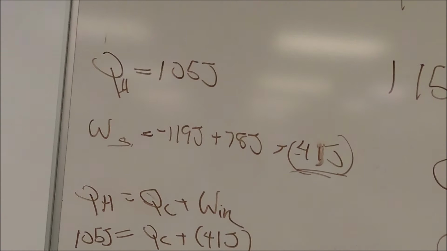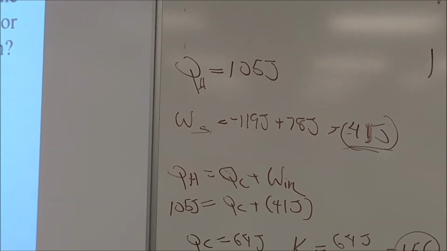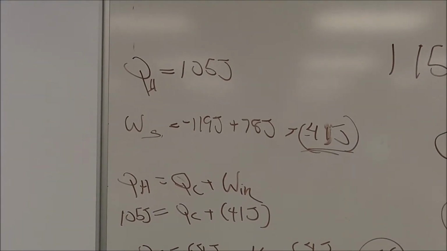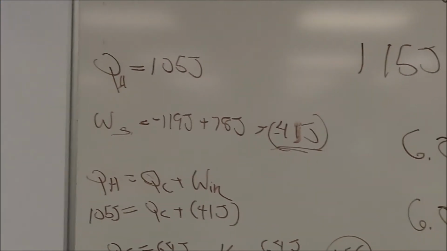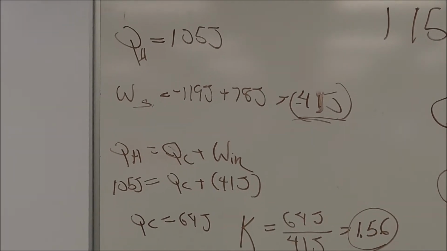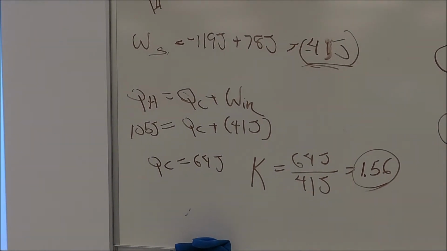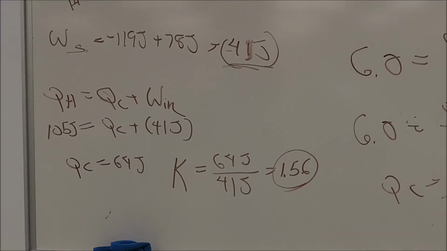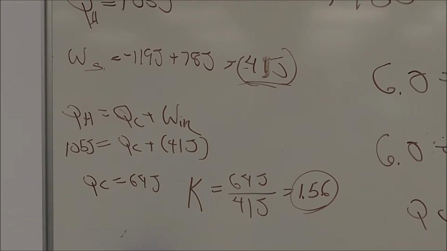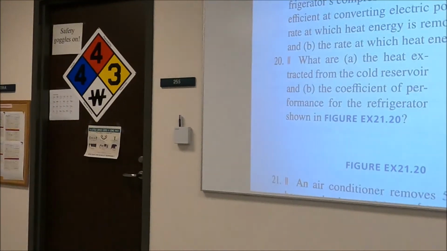So QH was 105. Q sum was the sum of the two Q's, minus 119 plus 78. We get minus 41. That tells us the work was flowing in, so work in was 41 joules. QH equals QC plus work in. So I get QC to be 64 joules, and K is equal to QC divided by work in, or 1.56. Okay? All right.